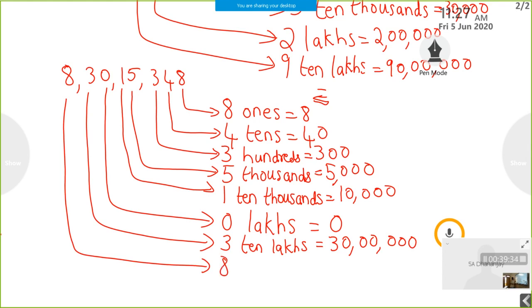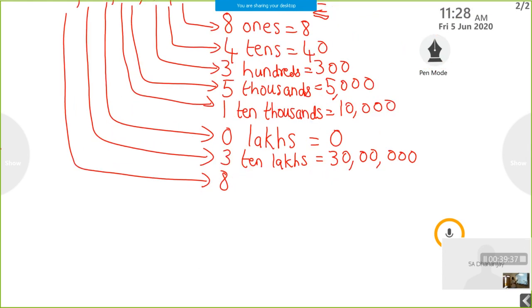8 belongs to which period, children? 8 belongs to crores period, and 8 lies in the crores place. So the place value is 8 crores, and 8 crores is 8 into 1 crore. Yesterday I gave what is 1 crore. It is the smallest 8-digit number having 7 zeros. So 8 crores means 8 into 1 crore. You have to multiply 8 with 1 crore, that is 8 crores.